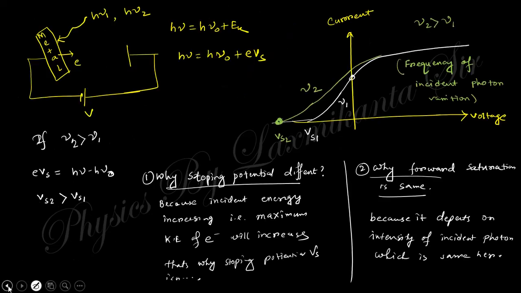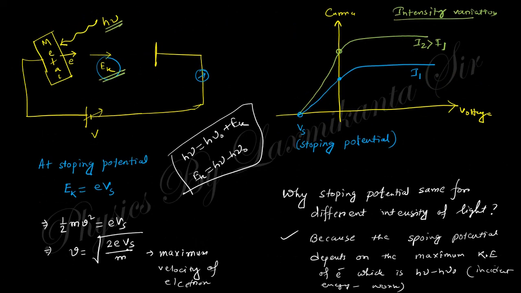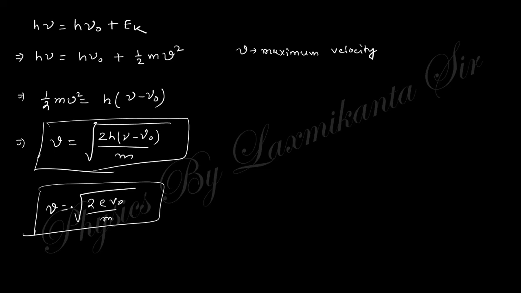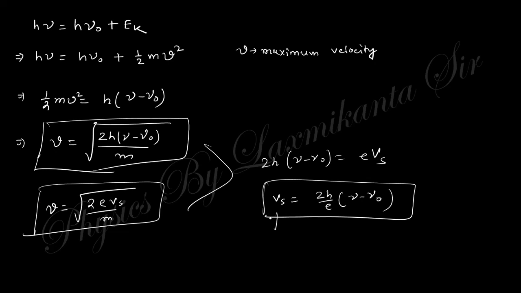And there is also an expression in terms of stopping potential. So you can use these two formulas as required, depending on the available data. This is the maximum velocity expression. From these two you can also find the relation for e V_s, the stopping potential. So V_s is nothing but h by e times (nu minus nu naught). This is the stopping potential expression.